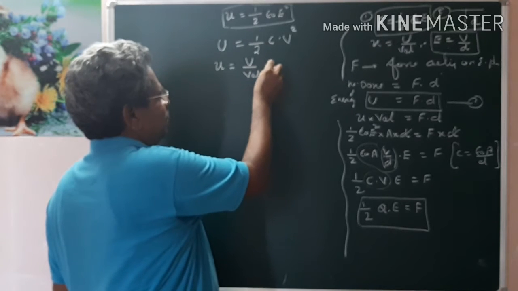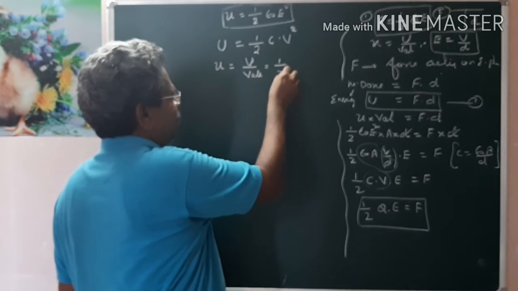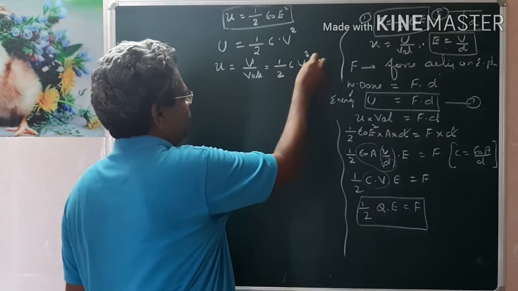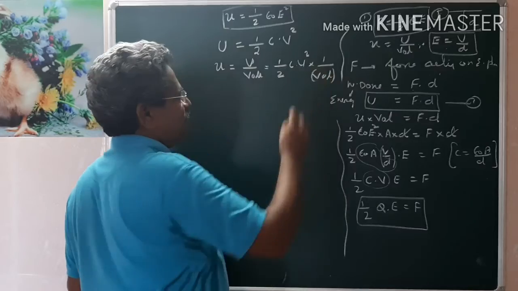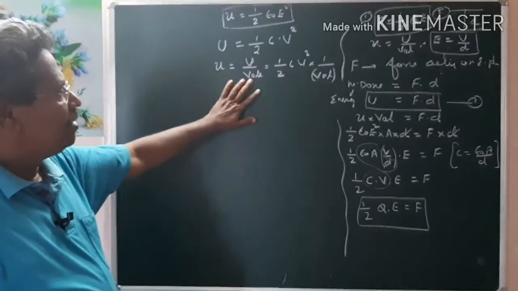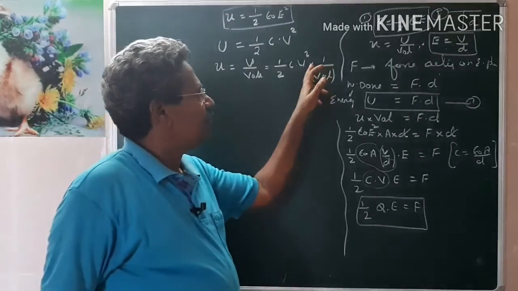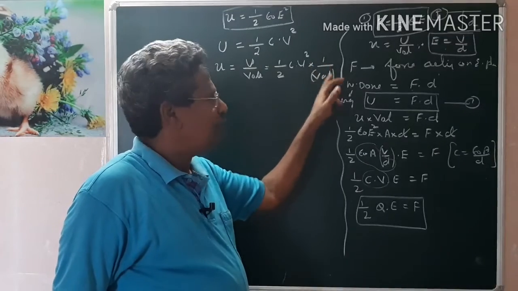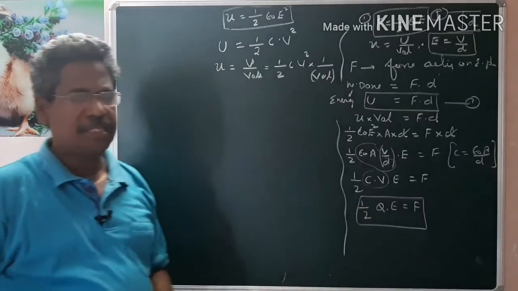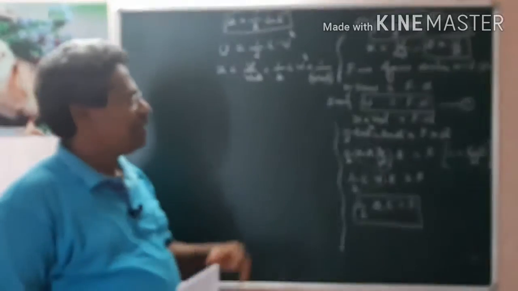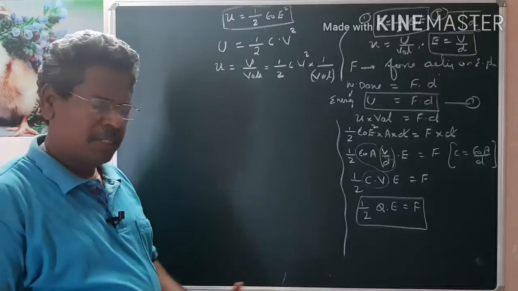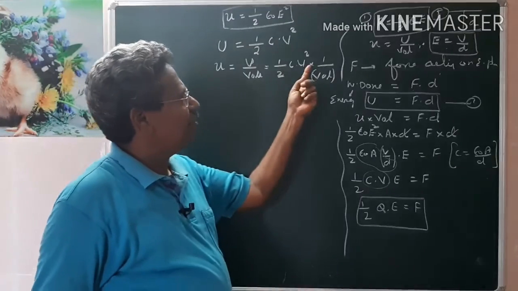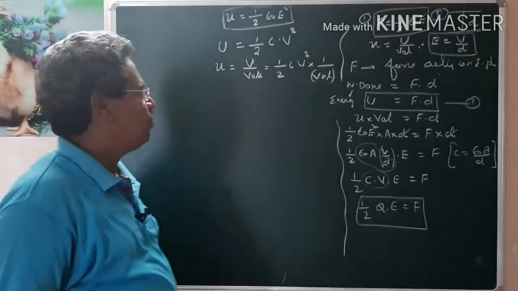Energy is half C V squared, into, I can write this as 1 by volume. Be careful that any term in the denominator can be separately written as a product of 1 by, the reciprocal, 1 by volume. This is another small technique. If you use this technique, there won't be any confusion. Anything in the denominator can be written as a product of the reciprocal.